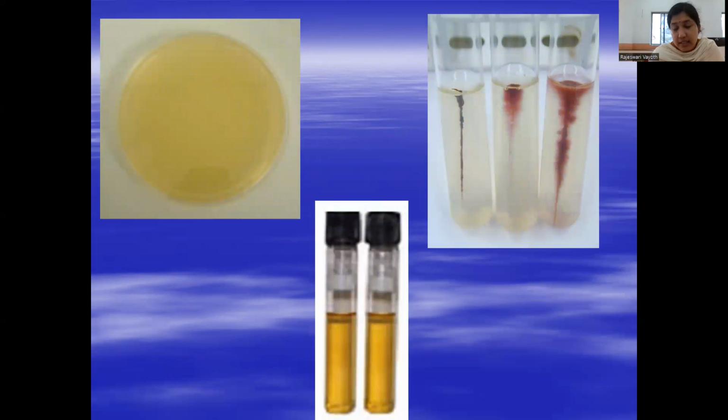Here we can see the three types of media based on their consistency. First one is solid media on the culture petri plate. The middle one is the liquid media. And the third, we can see three tubes. In the first tube, there is non-motile bacteria, so we can see the growth of bacteria only on the stab line. In the second and third tubes, we can see the diffused growth of bacteria, which is indicating the motility of bacteria.